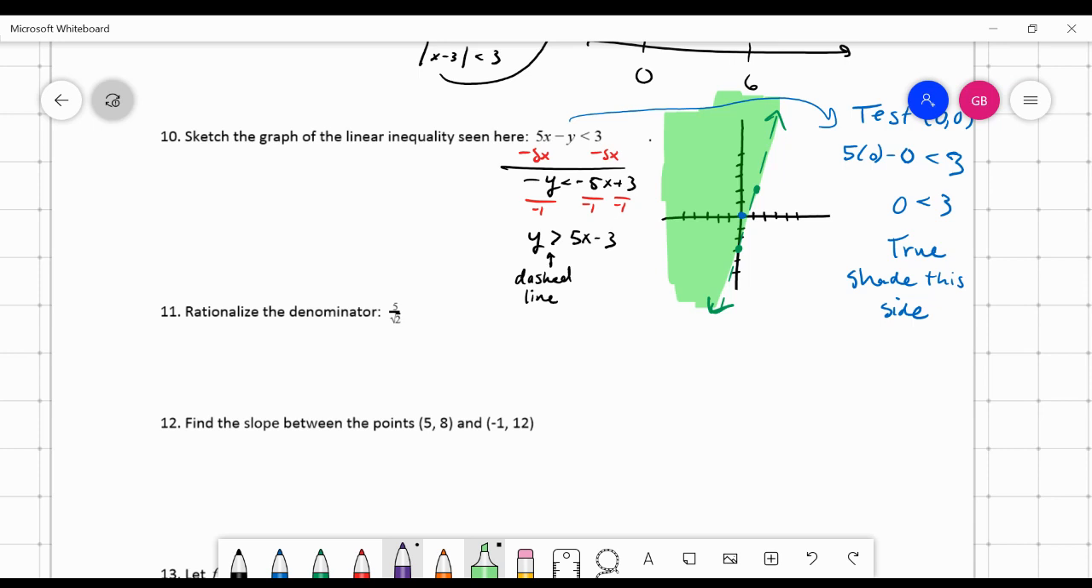Number 11, rationalize the denominator. To rationalize the denominator means you want to get rid of the square root in the denominator. To do that, you multiply by that number on top and the bottom. So I want to multiply by the square root of 2 times the square root of 2.